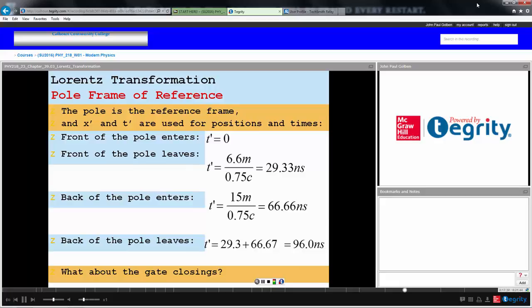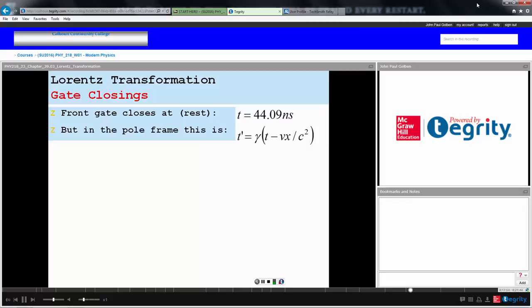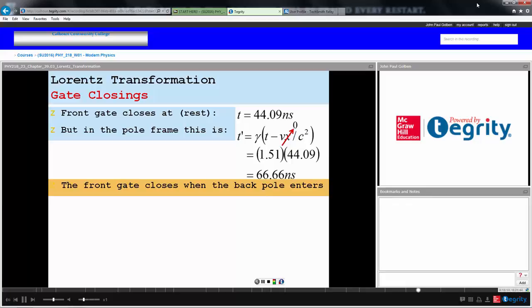How does this correspond to the gate closings in this frame of reference? Good question. Well, the front gate closes in the rest frame at 44.09 nanoseconds. But where is this in the moving frame? We use the Lorentz transformation to figure this out, noting that our x is equal to 0, and we have that it should be dilated time, gamma, 1.51 times 44.09, 66.66 nanoseconds. So the back of the pole makes it through before the front of the gate closes. Great.